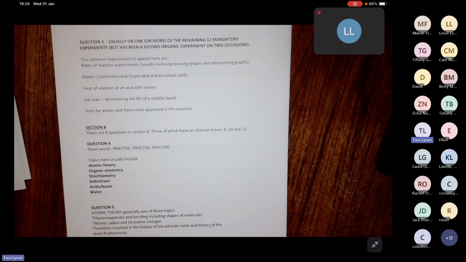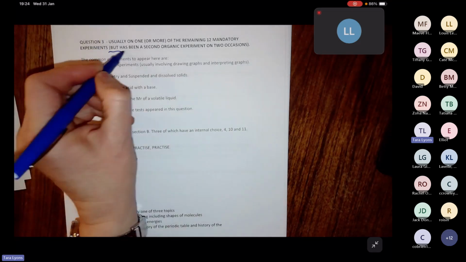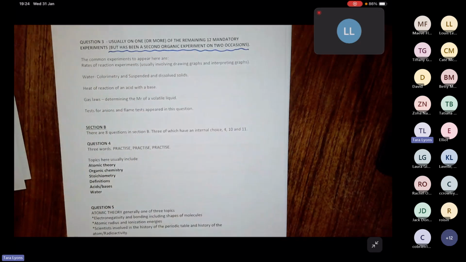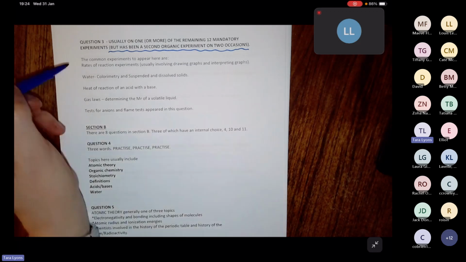Now, question 3 is usually on one or more of the remaining 12 mandatory experiments, but it has been a second organic experiment on 2 occasions. So can you keep that in mind? Because it's a long time since it's been a second organic. It was 2004 and then about 2011 or something. So it's a long time since it's been 2. And the reason why it can be 2 is because they could ask you question 2 on a preparation and question 3 on a technique. And there's no overlap. So therefore, that's why they're able to get away with asking you 2 organic chemistry experiments. Now, other than that, the most common experiments that would come up here would be rates of reaction.